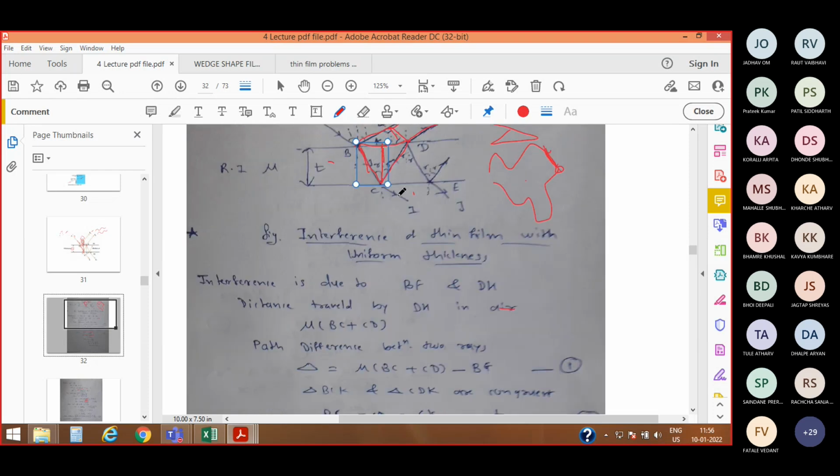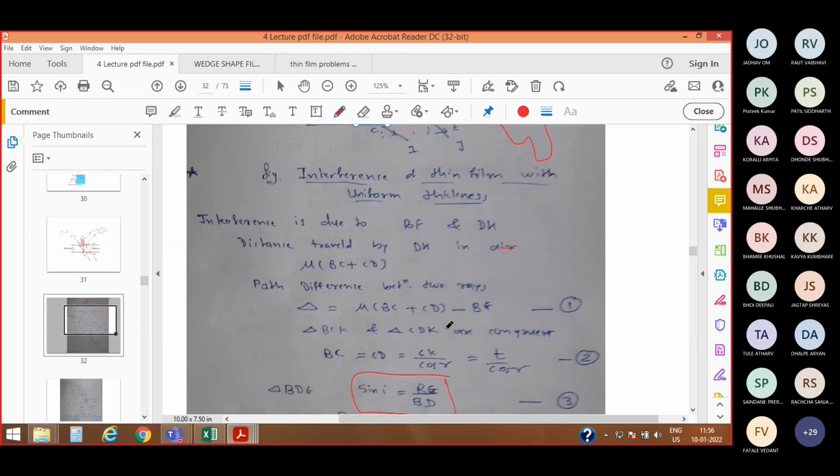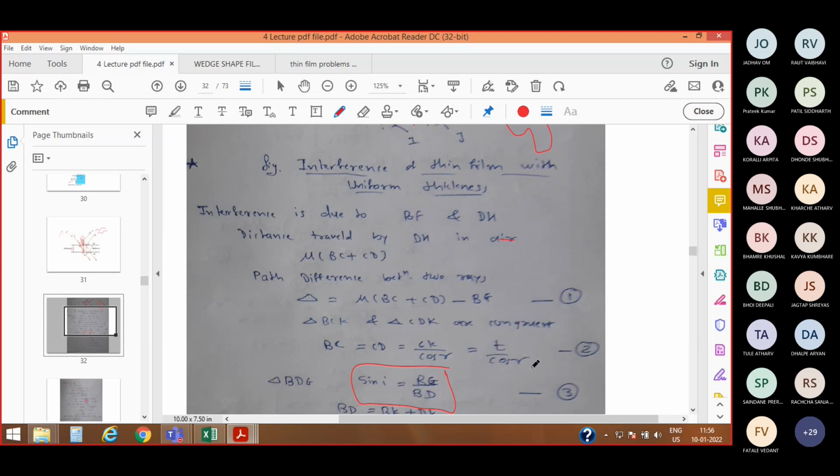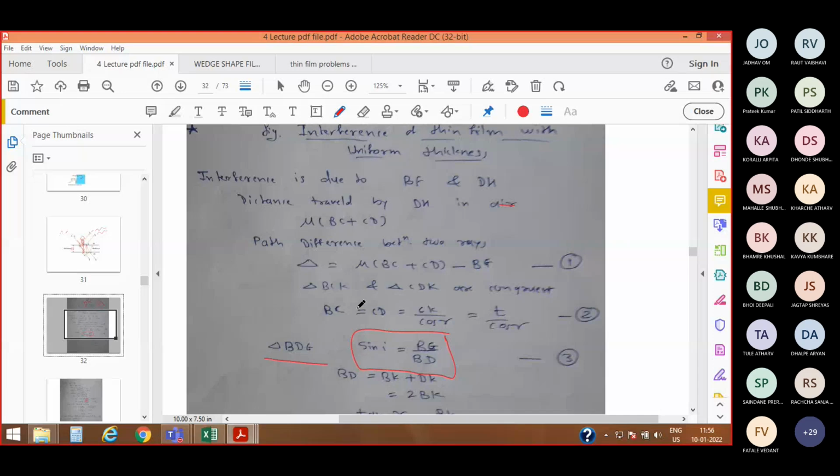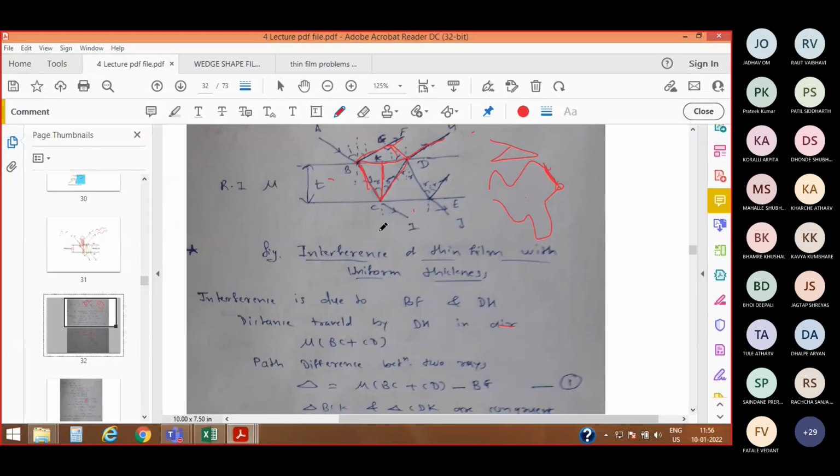What is CK? CK is the thickness. For both the triangles CK is common. It is nothing but the thickness, small t. So it comes out to be, this is equation number 2, t upon cos of R. In case of triangle BDG, means this triangle, the upper triangle BDG.